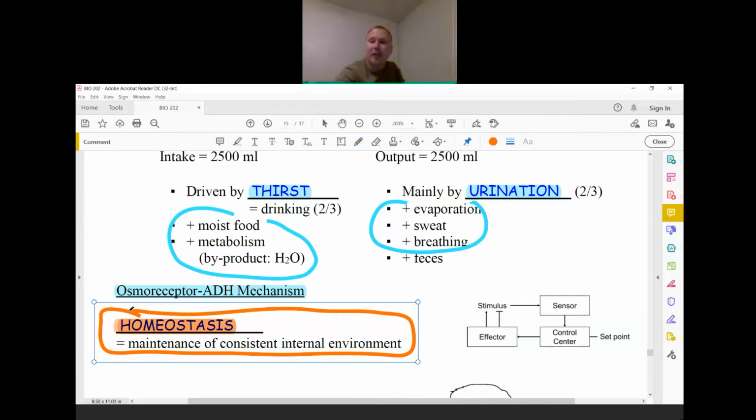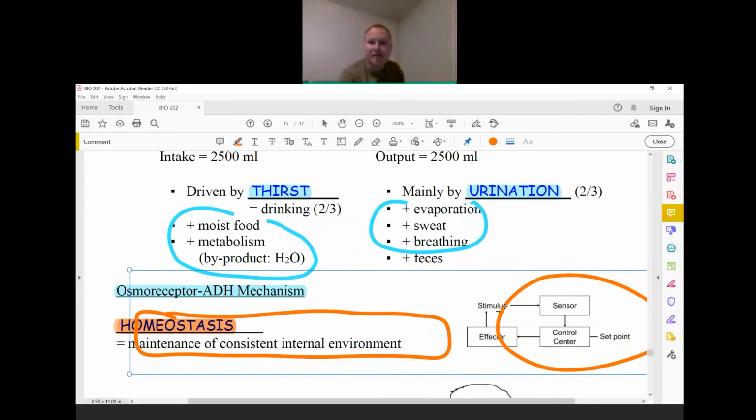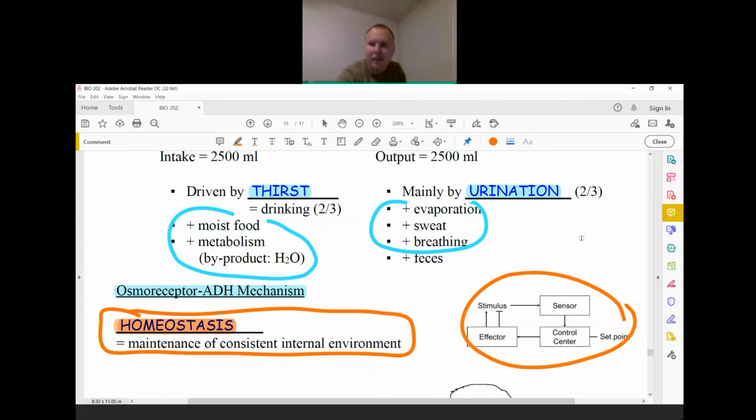So remember this homeostatic control mechanism loop, where we had a stimulus, something changed, that's detected by a sensor that senses something has changed, and sends that information to the control center where we had our set point. And if that's off from normal, the effector kicks in and we deal with that stimulus then.